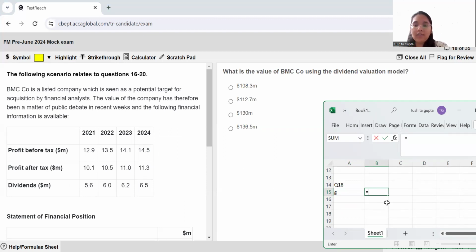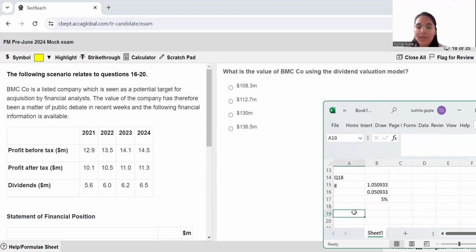For the dividend growth rate, you first take the latest dividend, divide that by the earliest dividend, and raise it to the power of 1 by n minus 1. The number of years you have the data is 4 years, minus 1 gives you 3. Then this minus 1 gives you your growth rate. So this is roughly a 5% growth rate in your dividends.